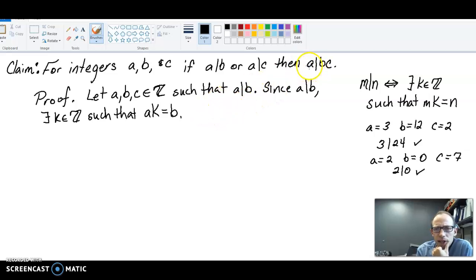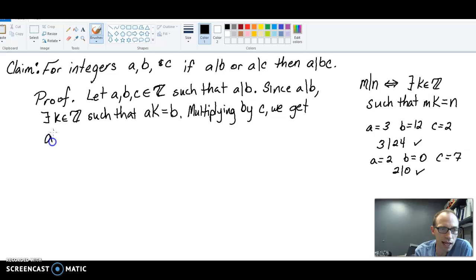Well, if I just want a times some integer equals bc, what if I try to make the right side equal to bc already? Multiplying by c, we get, and you do want this to flow like written English, so we would get akc equals bc. Whatever we do to the right side, we have to do to the left side also. And this is actually really good news. All we had to show was that a times some integer equals bc.